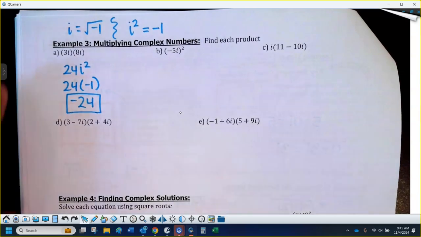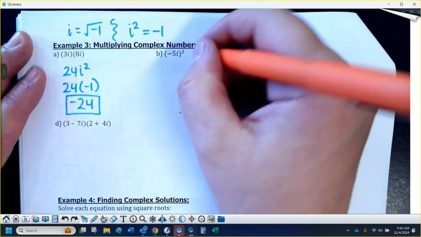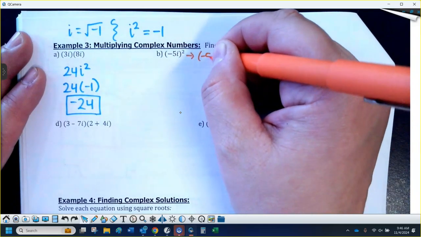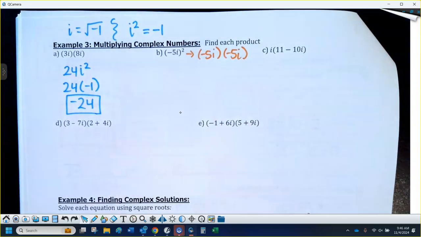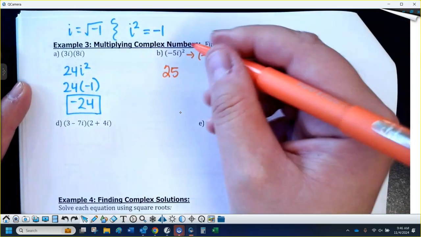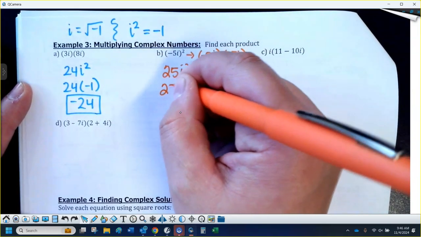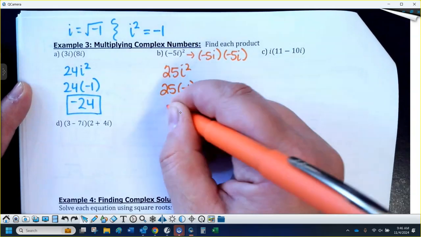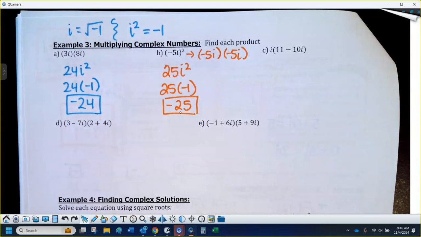That's completely fine. Now, if I do the next question, it's actually really similar to what we just did. It's (-5i) squared. So what that really means is I'm doing -5i times itself. So -5 times -5 would give you +25, and then just like on the last question, i times i would give you i squared. So this is really 25 times -1, which is then just -25, the real number.